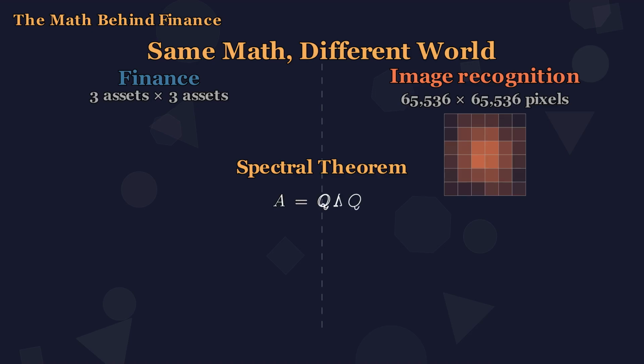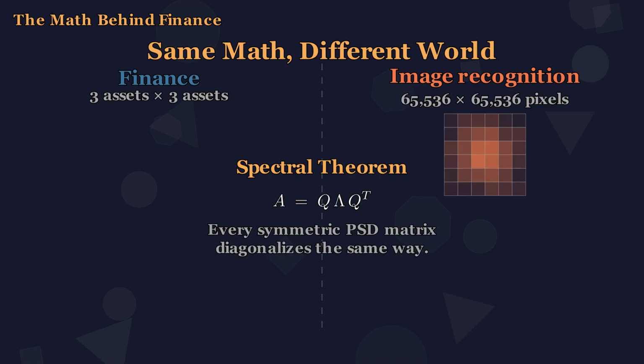Any symmetric matrix can be diagonalized, written as an orthogonal matrix times a diagonal matrix times that orthogonal matrix transposed. Same proof, same eigenvectors, same eigenvalues. The sizes differ. One is 3 by 3, the other is tens of thousands. But the mathematics is identical.